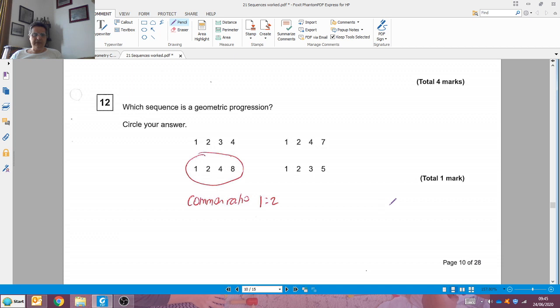Geometric sequence. The only one that's geometric is this one. 1 times 2 is 2, 2 times 2 is 4, 4 times 2 is 8. The common ratio is 1 to 2. The others, I didn't bother to look at that because they don't work.